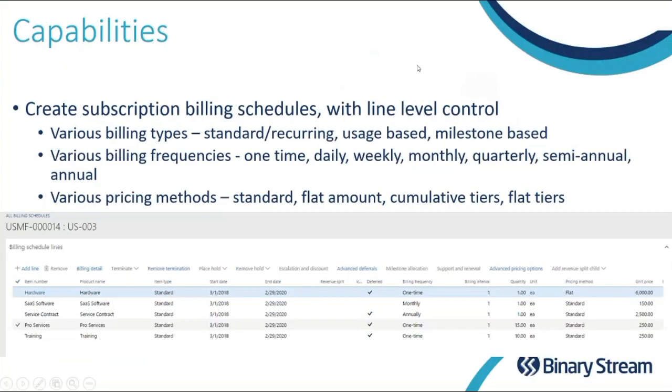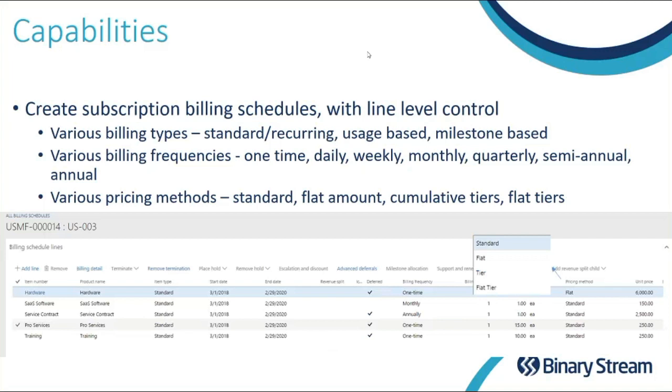Some of the capabilities that you'll be able to have with our subscription billing suite is being able to create subscription or SaaS type of billing, any recurring billing. We have different billing types in our subscription billing suite: standard billing, usage-based billing, milestone-based billing. We have different billing frequencies, anything from one-time, daily, monthly, quarterly, semi-annual, annual, and you can even compound those, for example, annually times 2, so bill every 2 years.